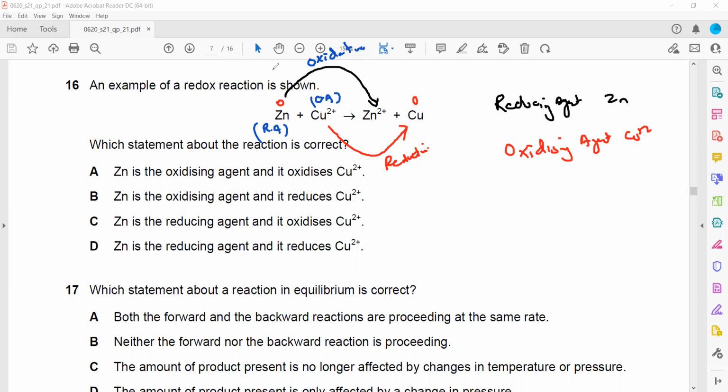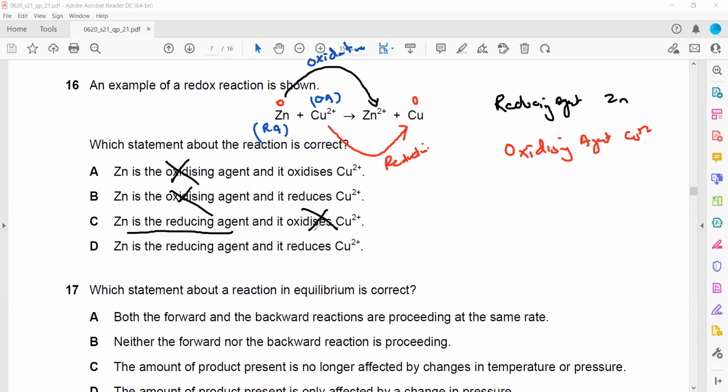So when we check the statements, which statements are correct? Zinc is an oxidizing agent. That is wrong. Zinc is not an oxidizing agent. So A and B are totally wrong. Zinc is a reducing agent and it oxidized. Look, if it is a reducing agent, it should reduce the other. So zinc is a reducing agent and it reduces the copper, not oxidizes the copper. Till this point, it is correct.